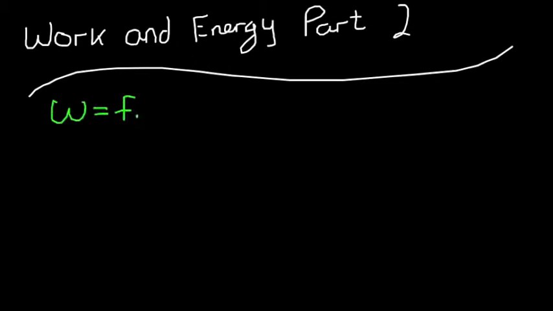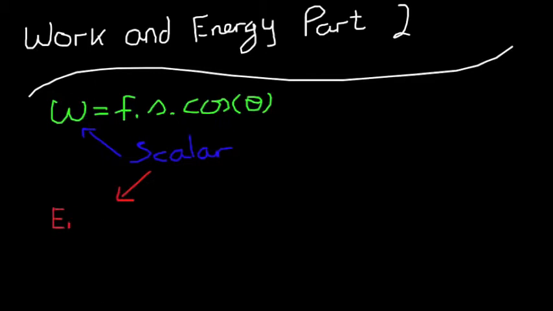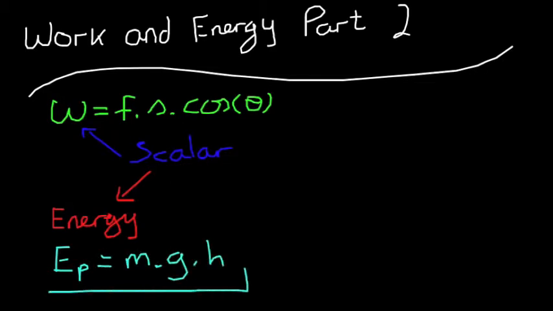Before we dive in, let's do a quick recap on what we discussed in the last video. We know that work is done on an object when a force moves the object in the direction of the force. Work is equal to force times displacement times cos theta. We also know that work is a scalar quantity, and therefore we only worry about its magnitude. Energy is the ability to do work and it is measured in joules. It is also a scalar quantity, and specifically potential energy is the energy that an object has due to its height above the ground. EP is equal to mass times gravitational acceleration times height above the ground.